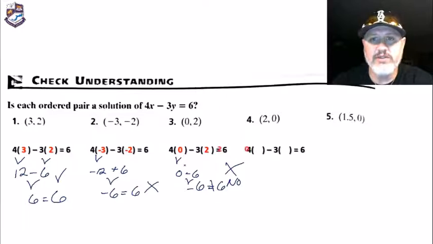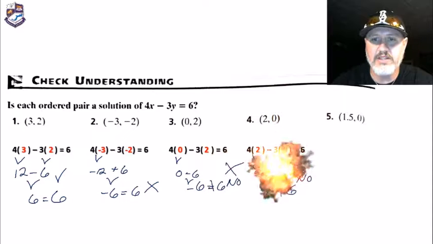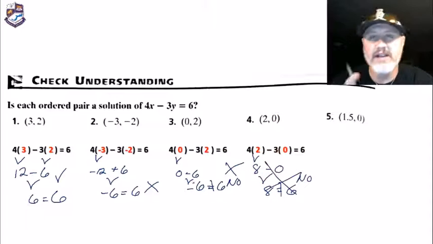We are substituting 2 in for x, 0 in for y. 4 times 2 is 8, and 3 times 0, 0 is the ultimate cancellation machine. 8 does not equal 6. That is a no. That is an X. Whatever way you look at it, it's no.